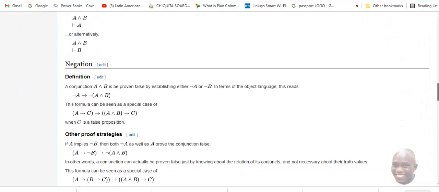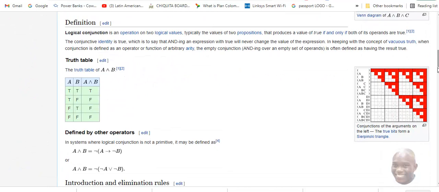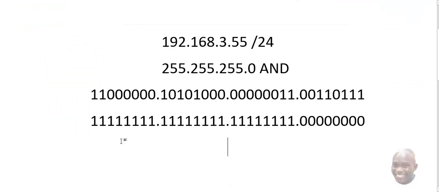Where there's a 1 and a 0, it's a 0. If there's a 1 and a 1, it's a 1. If there's a 0 and a 1, it's 0. And if it's 0 and 0, it's 0. Essentially, using logical ANDing on all these numbers, we get the network address for this host within this subnet.